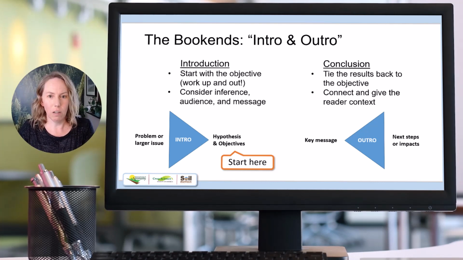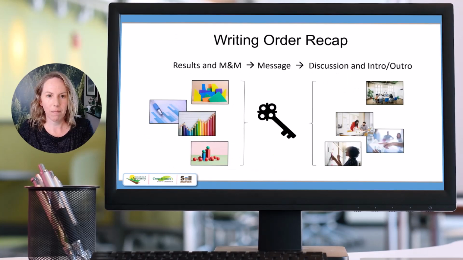If you're adding a conclusion, you can also write this in reverse. For both of these sections, think about what your reader needs to know to understand how your research fits that bigger picture. At a glance, the writing order of a research paper might look something like this graphic. The results and materials and methods should together point toward your key message. The key message, in turn, will direct the main topics of your discussion, introduction, and conclusion.